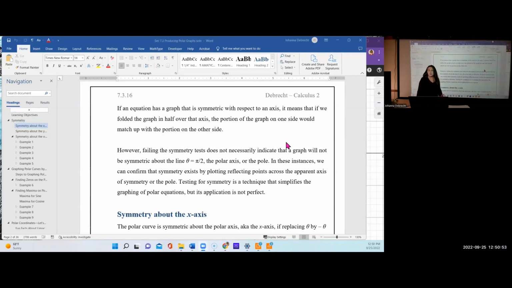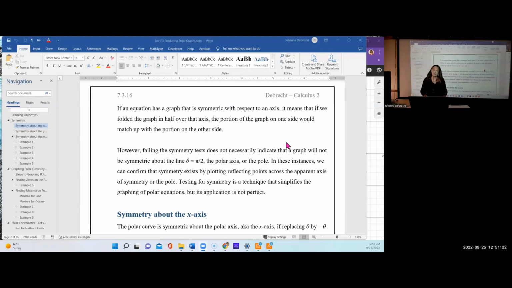And they're the same three types of symmetry we have in the rectangular coordinate system. We have x-axis symmetry. That's when you fold it over the x-axis and the graph lays on top of itself. We have y-axis symmetry, which is when you fold the graph on the y-axis and it lays on top of itself. And then we have origin symmetry, which is when we fold the graph twice, once on the x-axis, once on the y-axis, and it lays on top of itself.